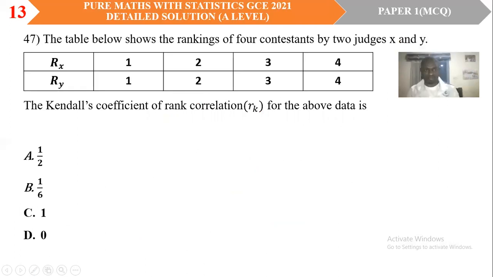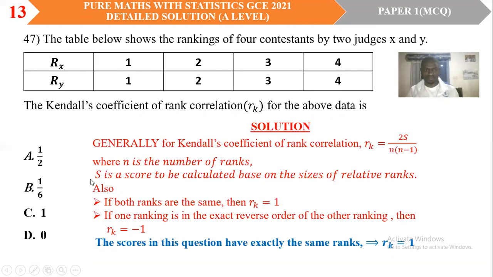Answer A. Question 47. The table below shows the rankings of 4 contestants by 2 judges, X and Y. Rank X is 1, 2, 3, 4. Rank Y is given by 1, 2, 3, 4. The Kendall's coefficient of rank correlation RK for the above data is: solution.